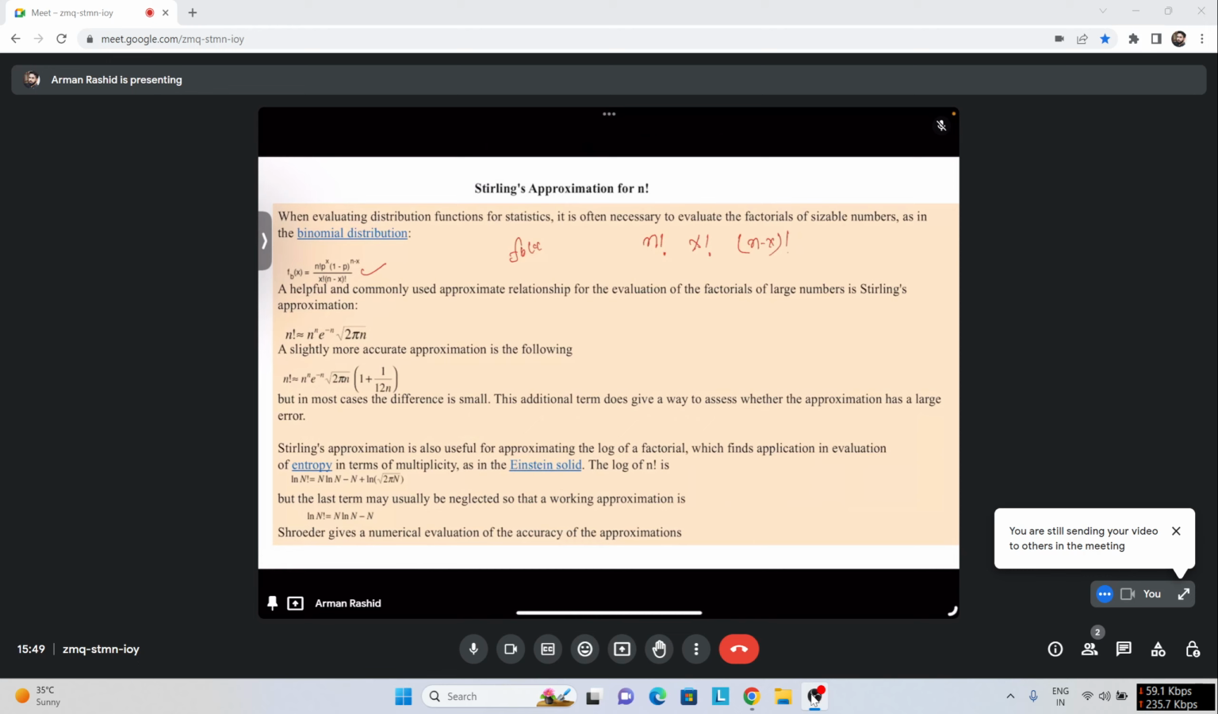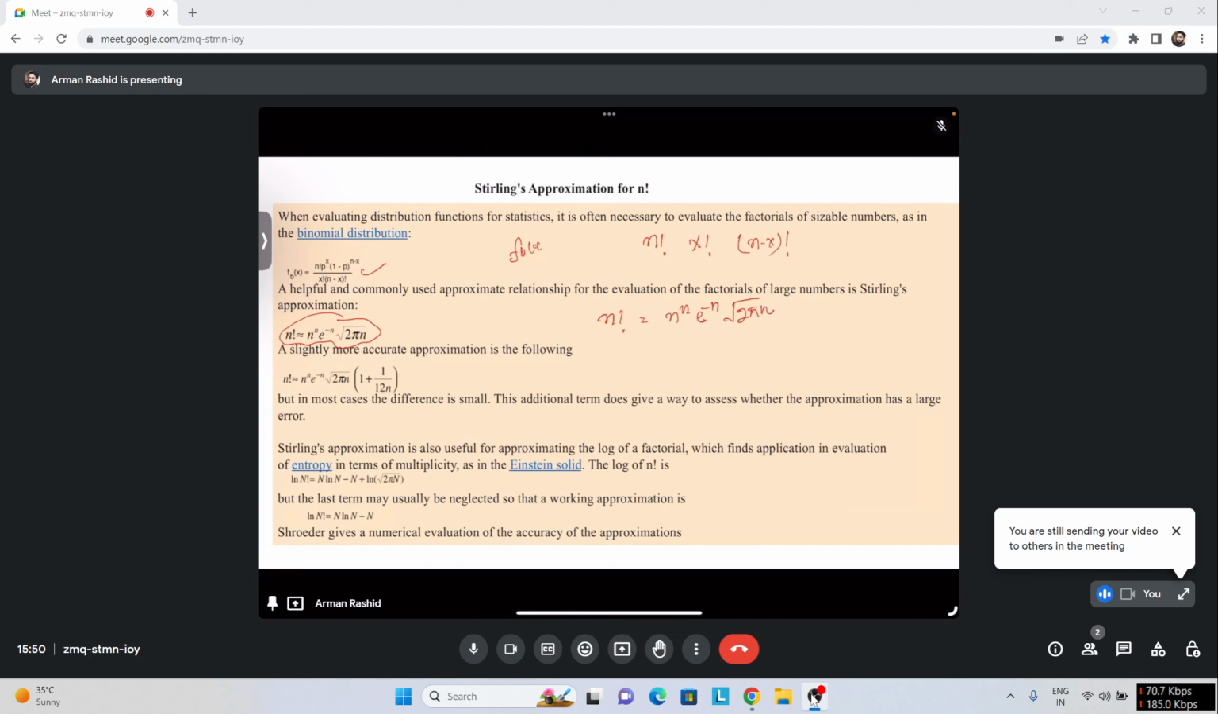In order to calculate those factorials, we use Stirling's approximation. Stirling's approximation is given by this expression: n factorial is approximately n raised to the power n, e raised to the power minus n, times the square root of 2 pi n.